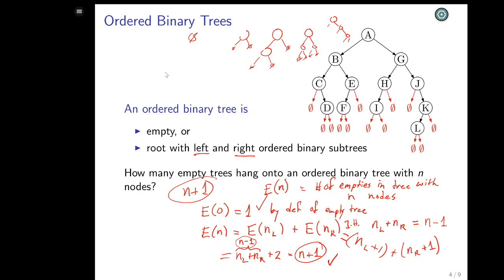We assume that E of n is n plus 1 for all trees that have fewer than n nodes. So we know NL is smaller than n, because the sum of NL and NR is n minus 1. So even if one of them is 0, the other one has one less node than the tree.